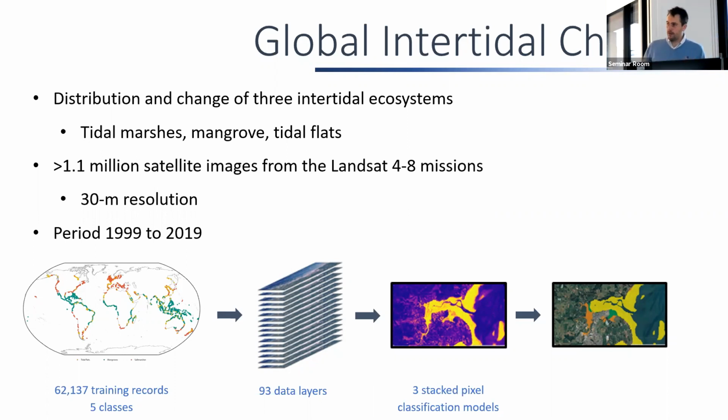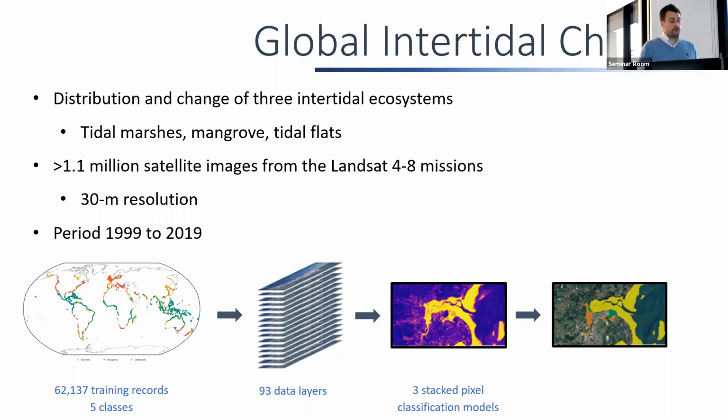And the point I really want to highlight is, due to the opportunities with the amount of data that we have from remote sensing, but also the processing power of things like Google Earth Engine, the scope and the magnitude of what we can do has increased dramatically over the last few years. In order to create these maps, Nick looked at over 1.1 million satellite images from Landsat 4 to 8 missions, and it's at 30-meter resolution.